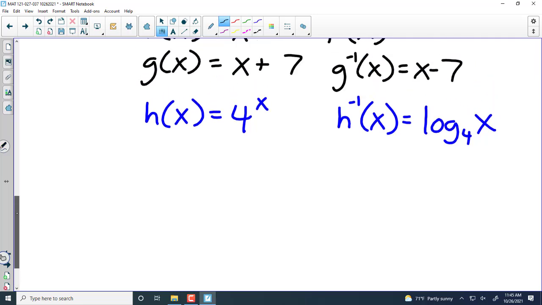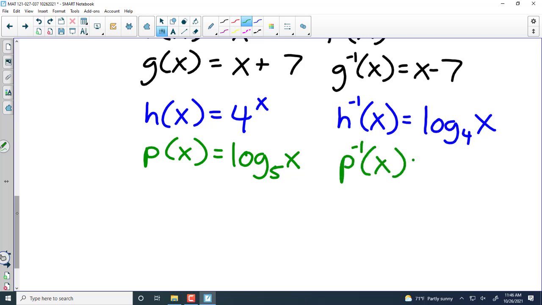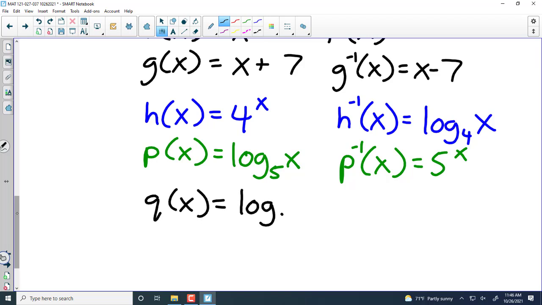Someone give me a positive number not equal to 1. 5, okay. Log base 5 of x. If that's a logarithmic function, what's its inverse? 5 to the x. Is e a valid base? Yeah, it's about 2.7, right? What would the inverse of log base e of x be? e to the x. You got it.